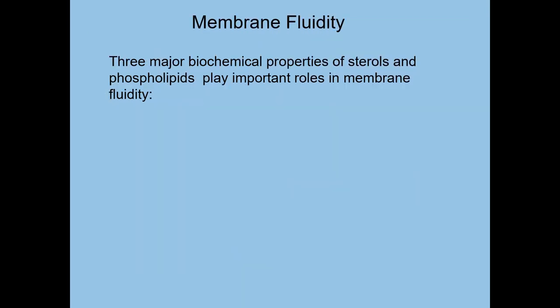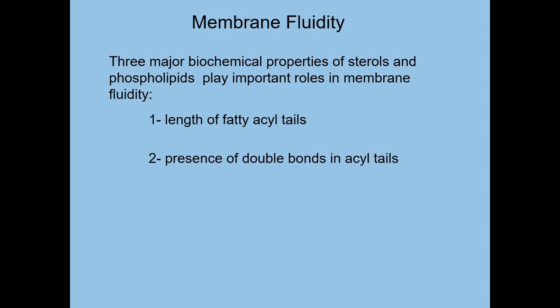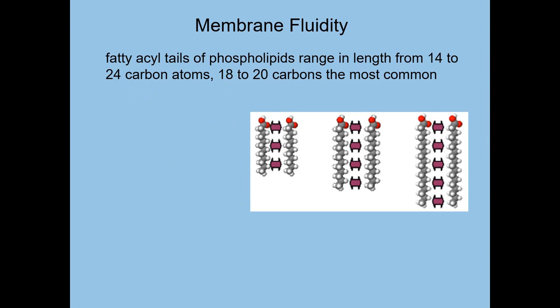The biochemicals of sterols and phospholipids have a profound effect on the fluidity of the phospholipid bilayer. Three major factors play important roles in membrane fluidity: the length of the fatty acid tails, the presence of double bonds in the acyl tails, and sterols that are interspersed throughout the membrane. So we're looking at membrane fluidity.